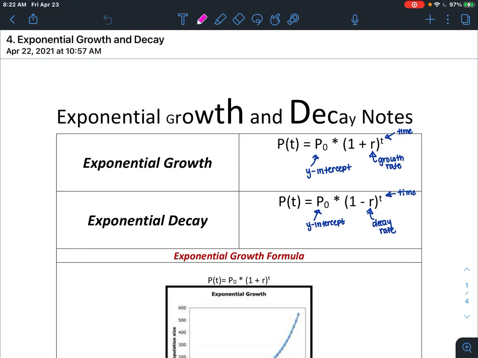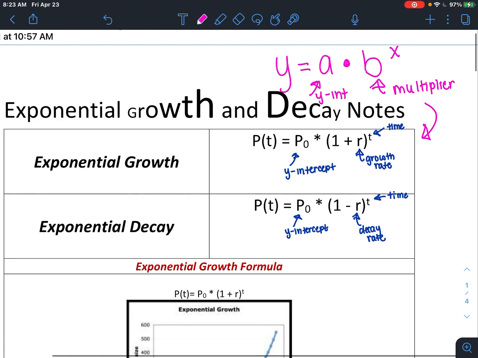For today, we're going to go over exponential growth and decay. So this is very similar to what we've been doing this whole time with exponential functions. Y equals A times B to the x power, where A is our y-intercept, and B, on the notes, says growth and decay. We've been calling it our multiplier. And today we're going to learn why we call it growth or decay.